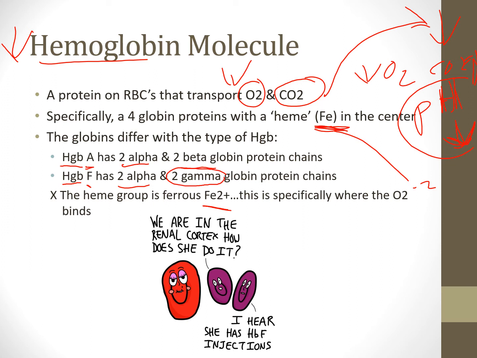The way I remember this when I was in school, I remember that little kids like to call their grandma gamma sometimes. That's how I remembered it, but pick your own way of looking at these things. 2 alpha and 2 gamma globin protein chains.